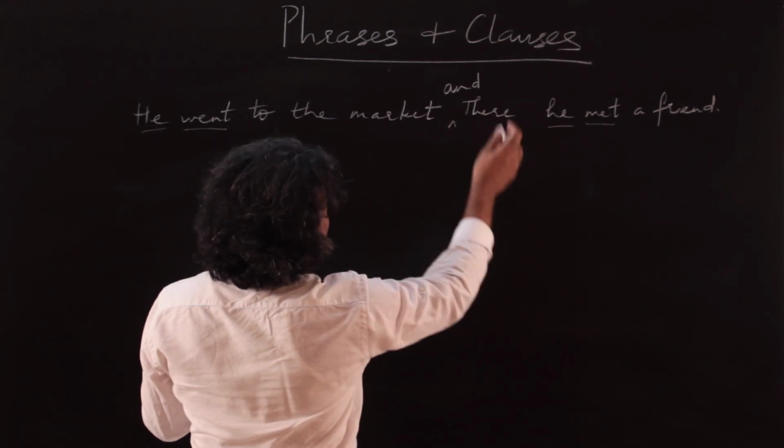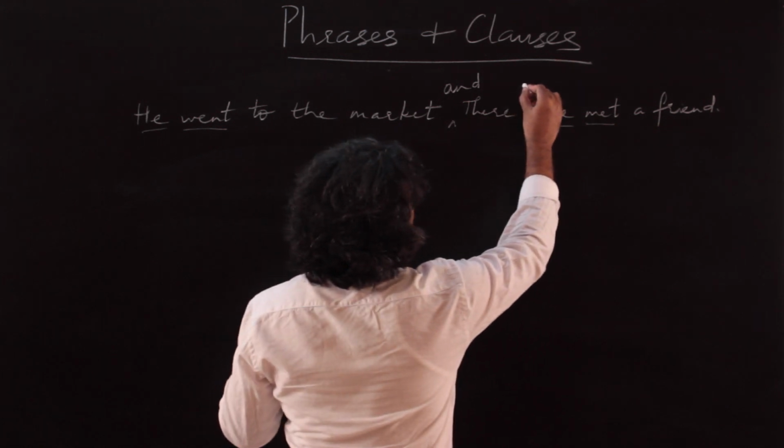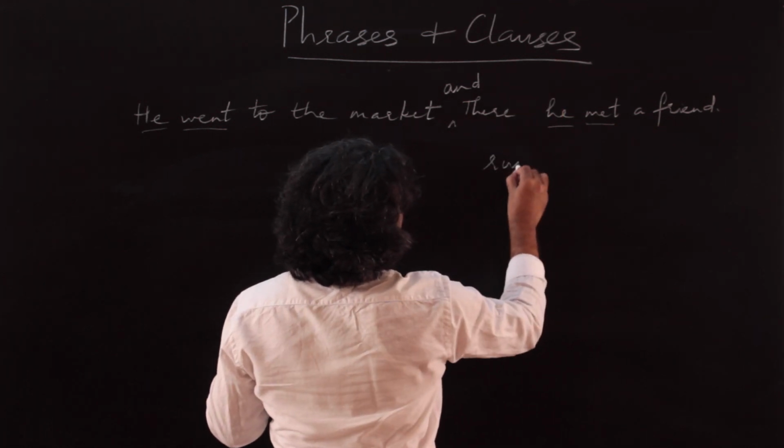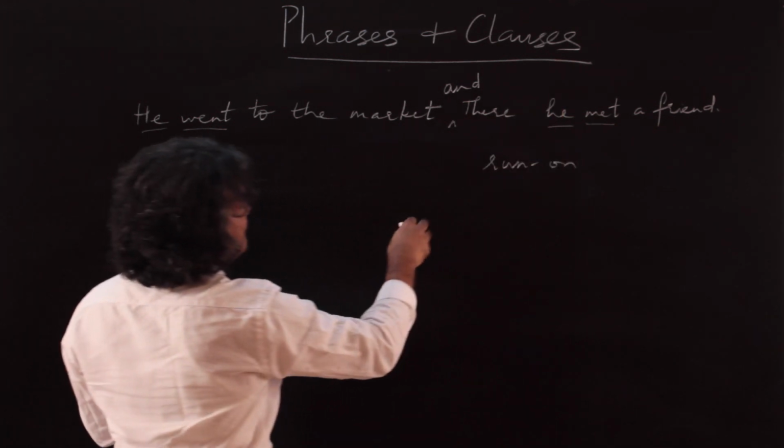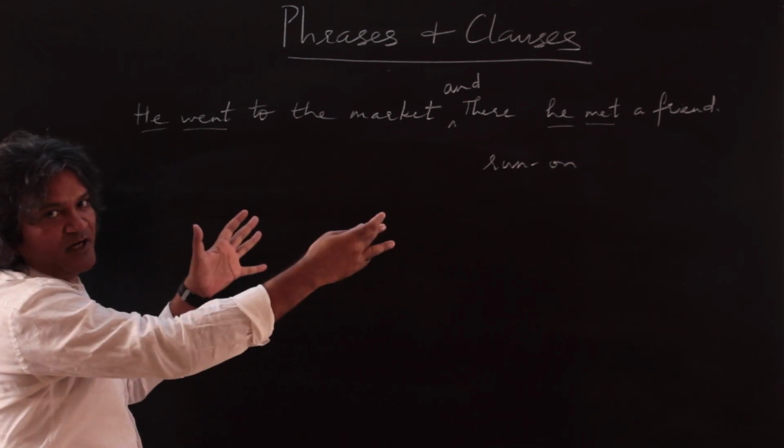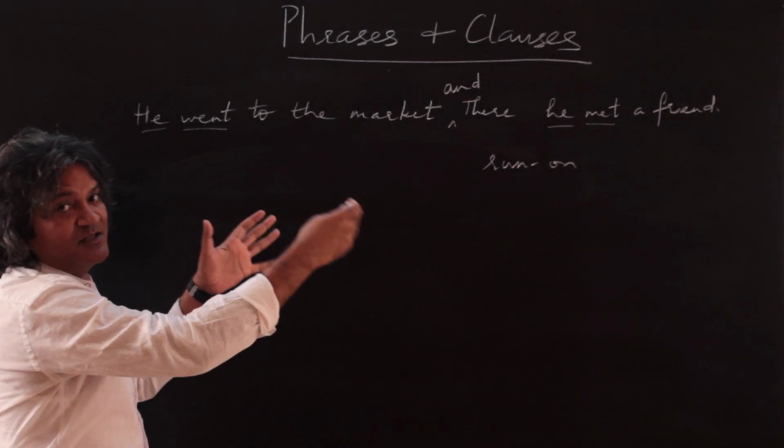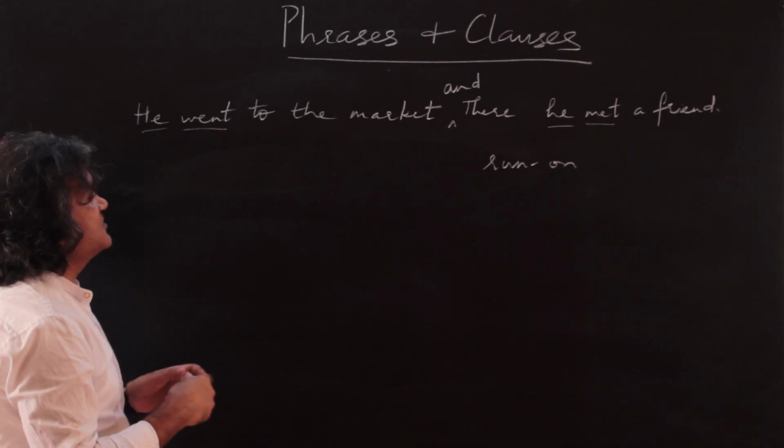This is known as a run-on sentence. Okay, so what is a run-on sentence? When I'm joining two independent clauses with just a conjunction.